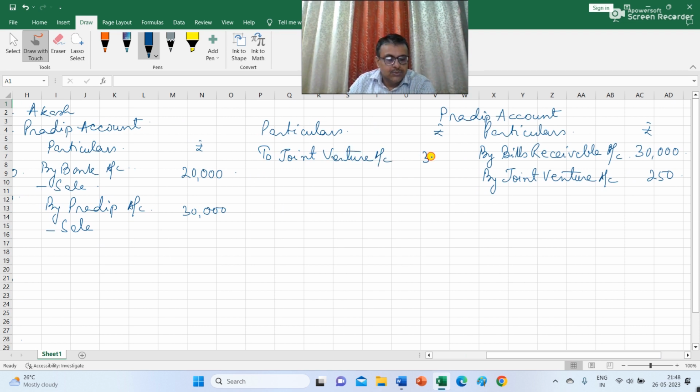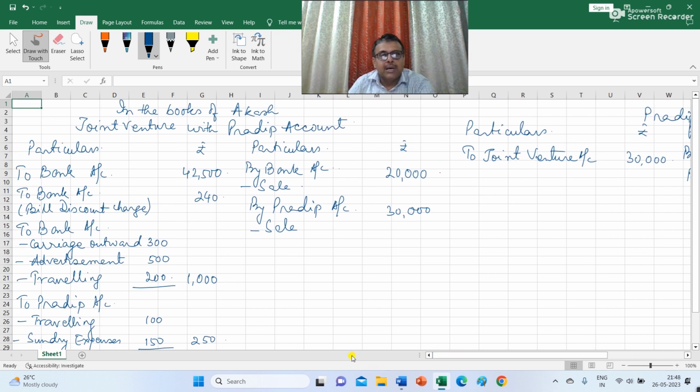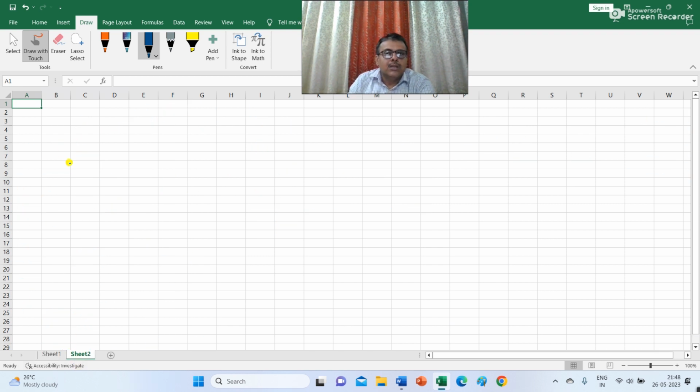Rupees 30,000. Then it is given that goods costing rupees 1,000 and 1,500 were taken by Akash and Pradeep. It is given that these are the cost price of the goods, and goods will be valued at selling price. There was a profit made on the purchase price. So here I am calculating the value of goods taken by Akash and Pradeep.